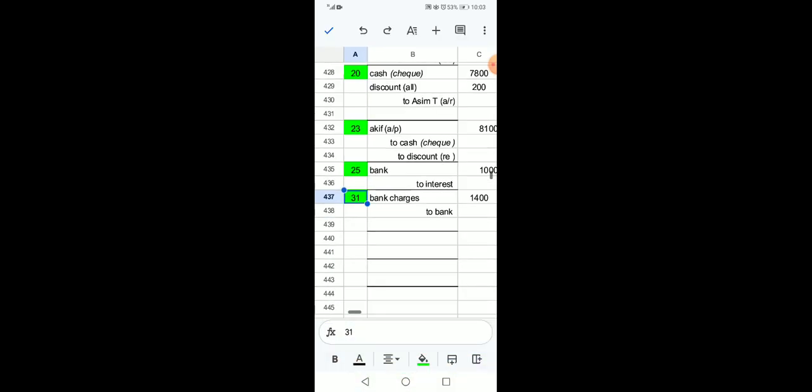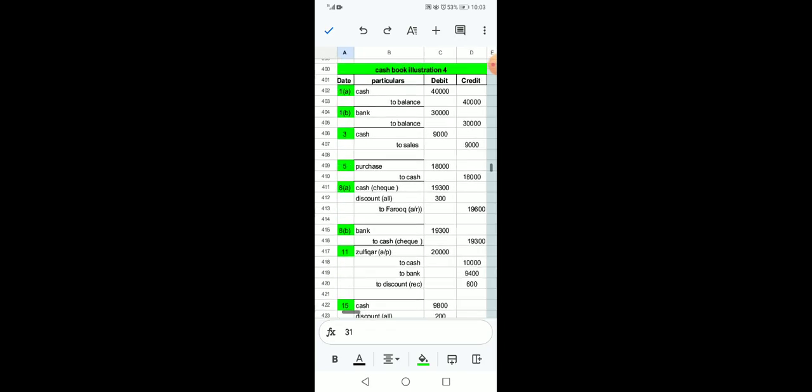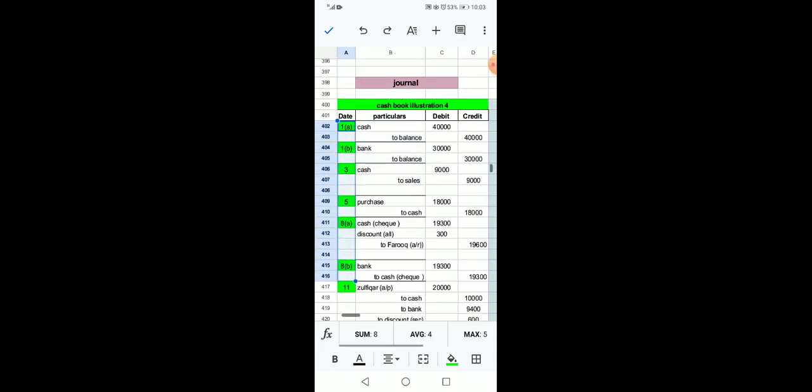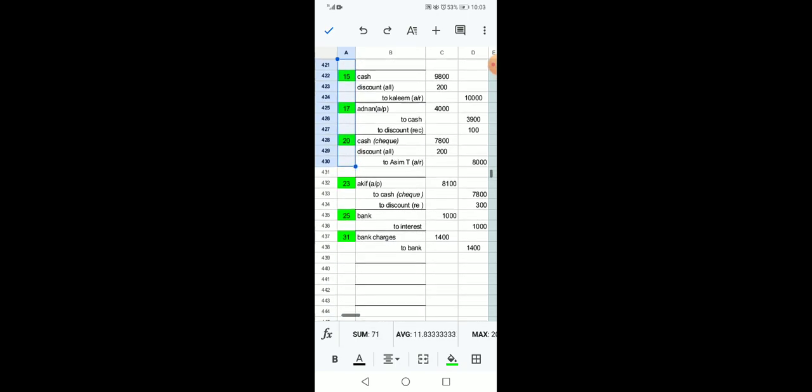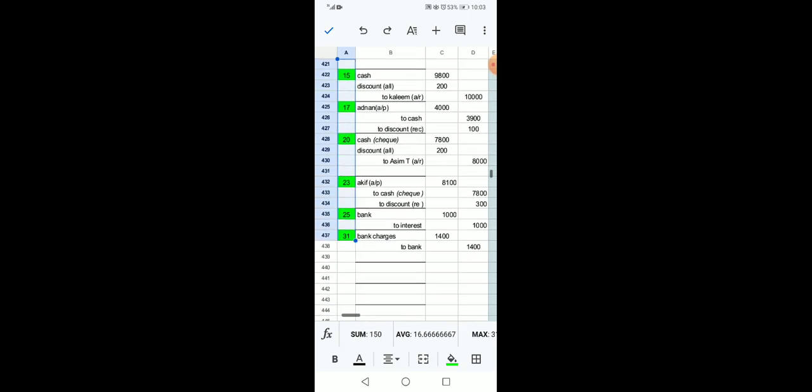So we were having these many entries, and all entries are signaled green. It means all entries have been posted into the ledger. So this side has been completed. We have posted all entries step by step in the cash book. So what is the next step? We will do balancing of the cash book.